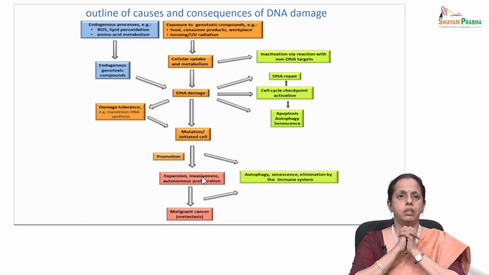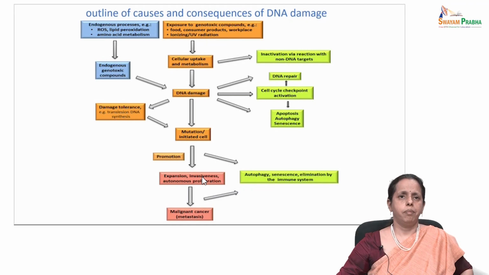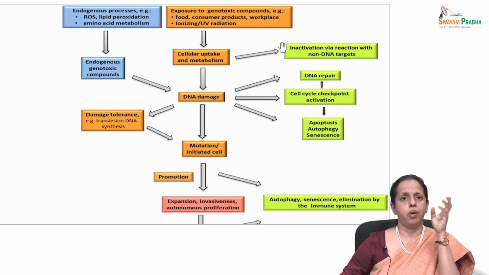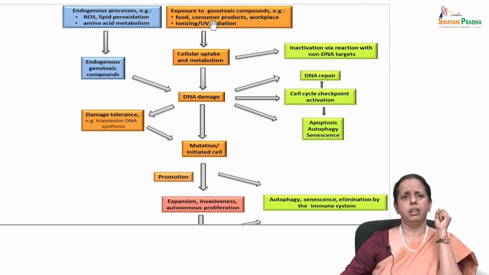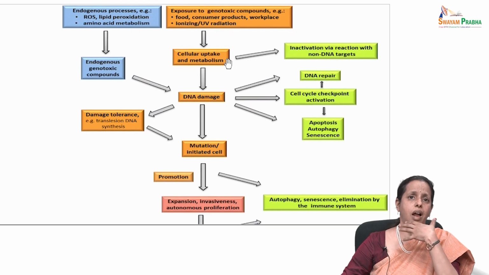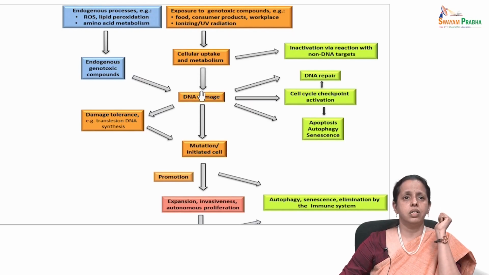This is an outline, similar to what we were discussing before. For example, endogenous processes like ROS, lipid peroxidation, and amino acid metabolism cause DNA damage, endogenous genotoxic compounds. Whereas exposure to exogenous compounds, like food, consumer products, or your workplace, for example a strong chemical in your workplace. It's not to be alarmed, sometimes in the cellular uptake and metabolism process, it could be inactivated by a reaction with non-DNA targets. But sometimes, if they cause DNA damage, there is an increase in risk of cancer.